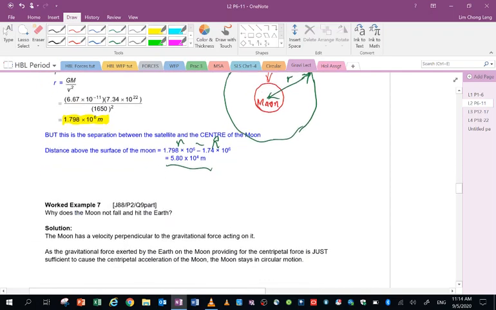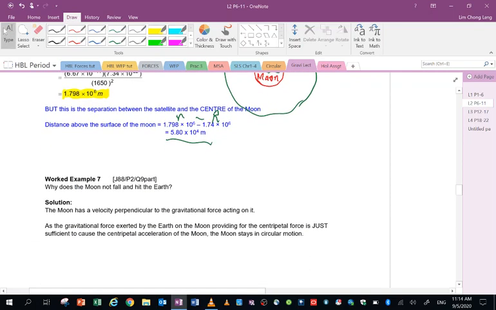Okay, let's move on to worked example 7. Why does the Moon not fall and hit the Earth? Usually this is a 2-mark question, so there are 2 important points here. Number 1, the Moon doesn't crash onto Earth because it has a velocity perpendicular to the gravitational force. This is a velocity parallel to the surface of the Earth.